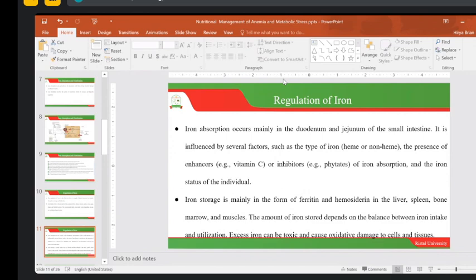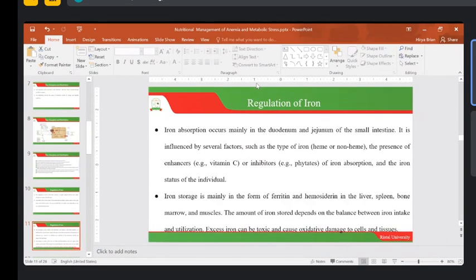When we look at iron storage, we are saying this one is mainly in the form of ferritin and hemosiderin in the liver, spleen, and bone marrow. That is not the one that we use, and also the muscles. The amount of iron stored depends on the balance between intake and utilization. The excess causes oxidative damage to cells and tissues.